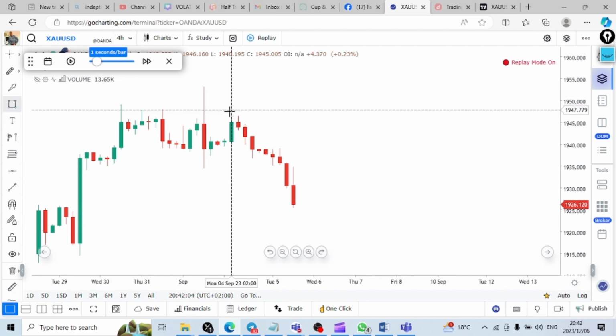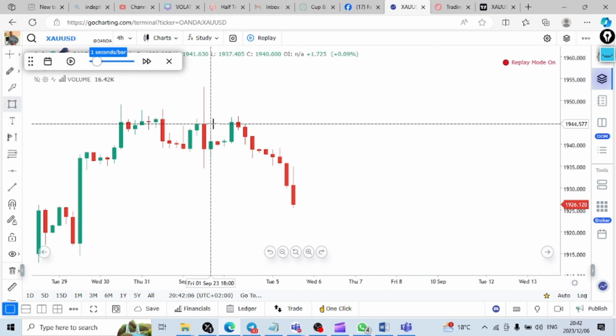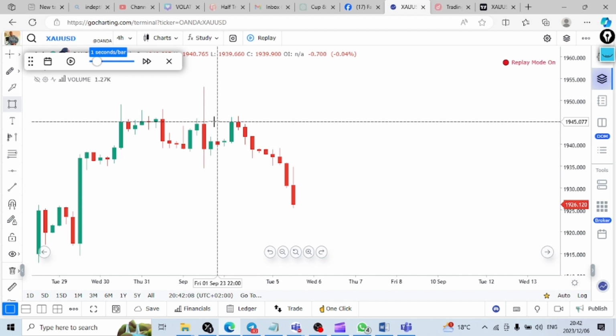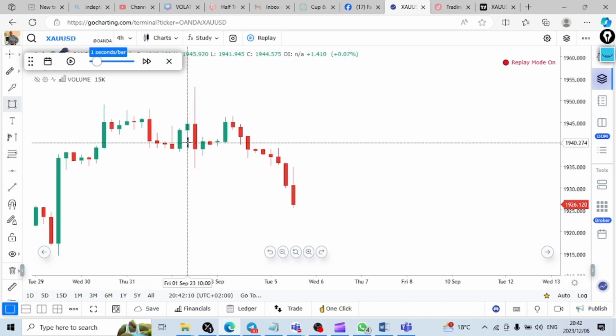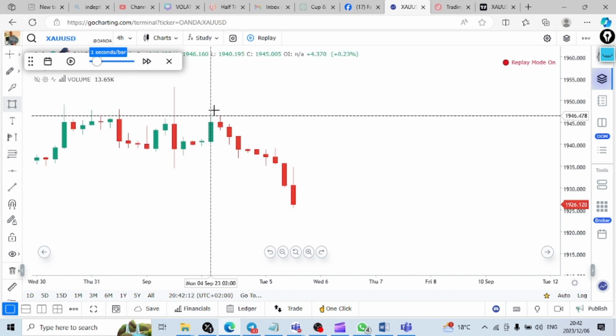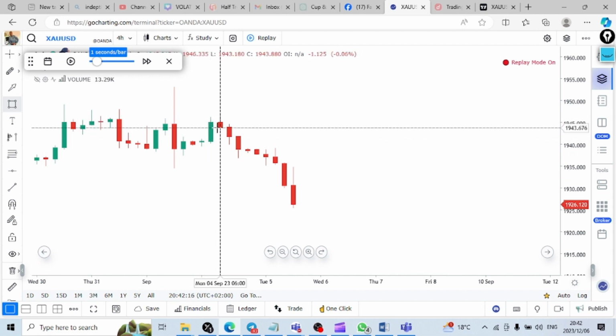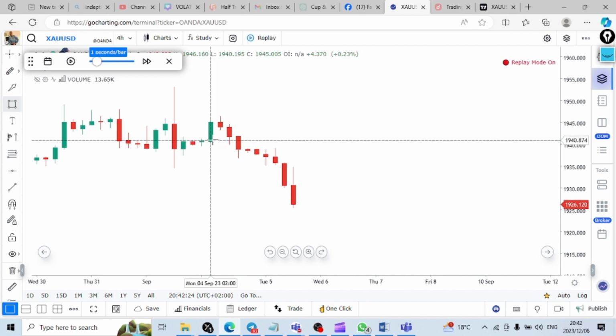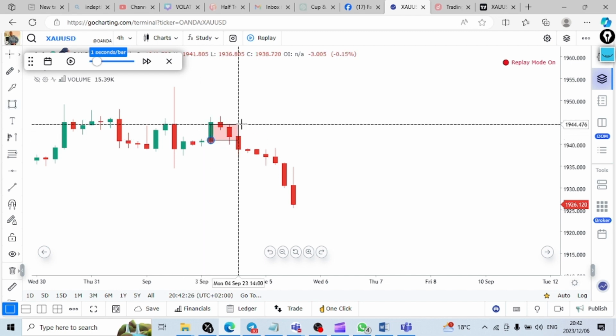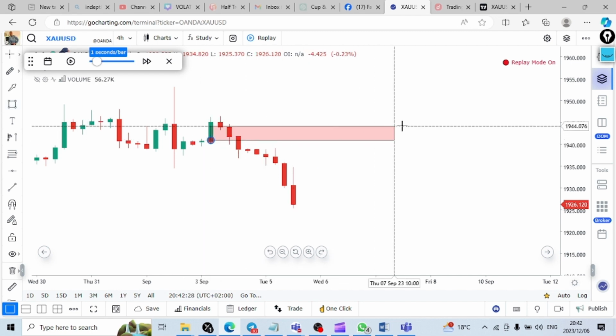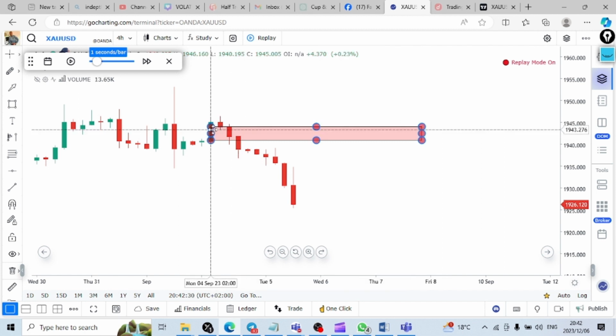When you're marking the order block, you only focus on the body. The candle has a wick, and there is also a body. The candle is made up of four parts: the high, the low, the open and the close. You only focus on the open and the close of the candle, basically the body of the candle. So here, that's what I'm going to do. I'll focus on the body of the candle and I'll mark it.